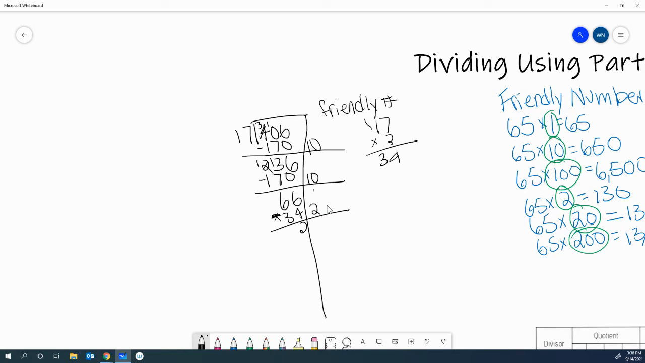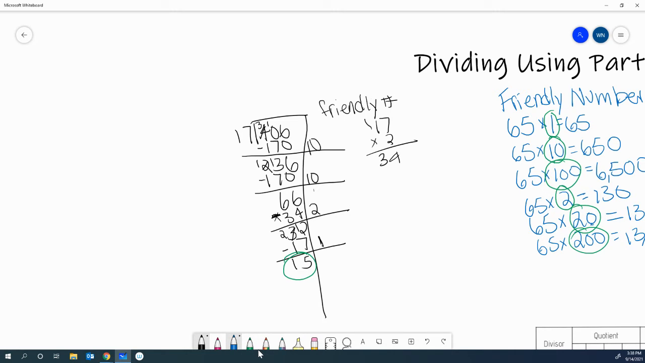6 minus 4 is 2. 6 minus 3 is 3. Well, I can't use 2 again because it's 32, which is less than 34. But I can use 1 as a friendly number and just subtract 17. Let's borrow. 8, 9, 10, 11, 12. That gives me 5, 15. Even if I was to use 1 as my friendly number again, I can't say 15 minus 17. So I know that 15 means we're done, and that's my remainder.